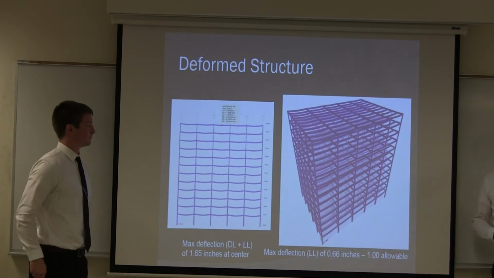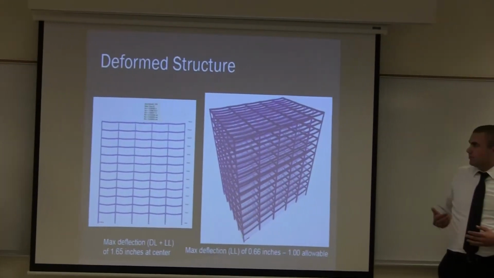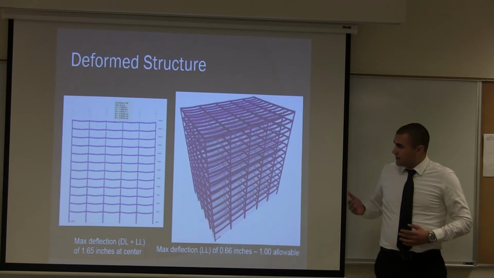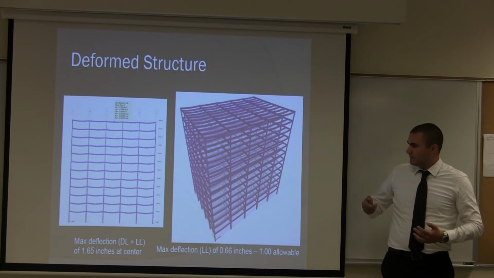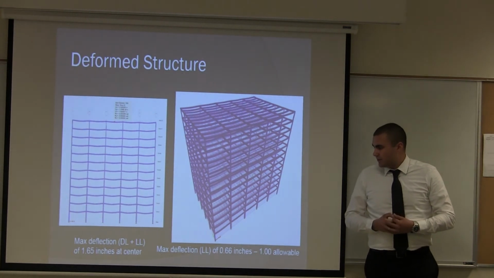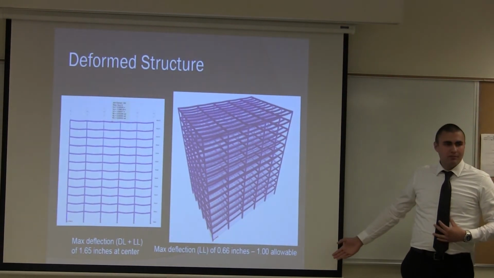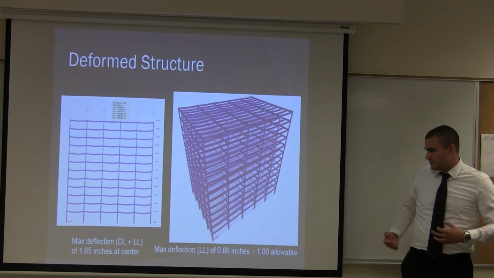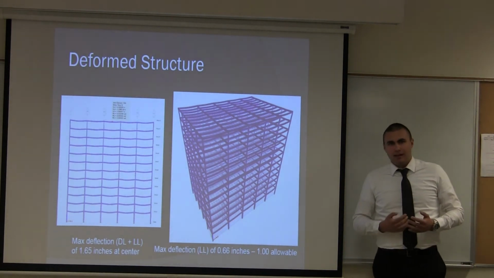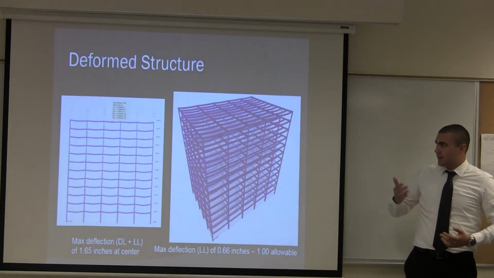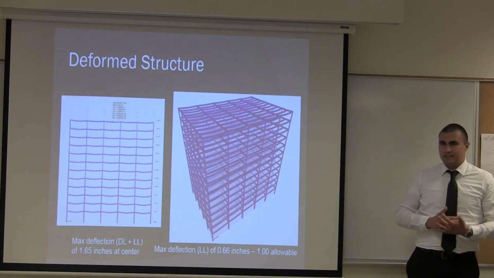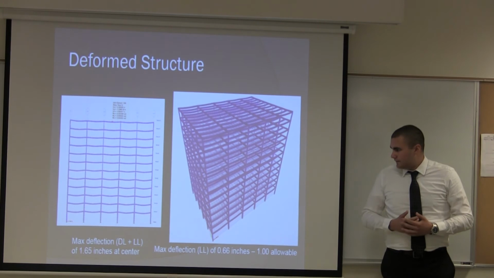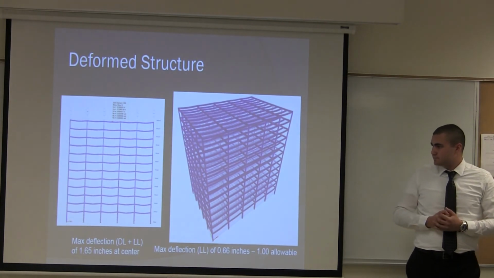Once we got everything set up in the model, we ran the analysis and got this deformed structure. Looking at the shapes, it looks like we are getting what we want. The bending appears to be in the right way. Our max deflection, based on just the live load alone, was 0.66 inches. We were allowed 1.0 inch, which is the longest span, 360 inches, 30 feet, over 360. So we were good on deflection.